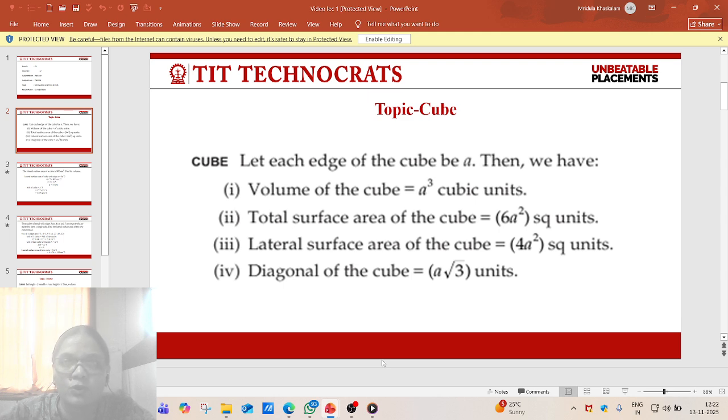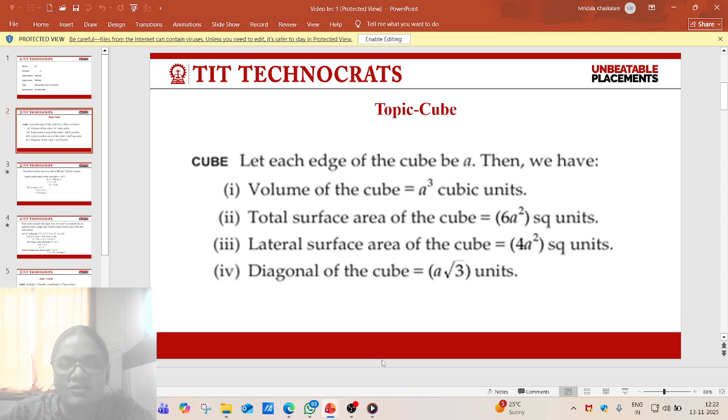Next one is the formula for total surface area of a cube. As we know, in a cube we have six faces and each face is in the shape of a square. So the area of a square is A square if the edge length is A. The area of each surface is A square and we have six surfaces in a cube. So the total surface area of a cube is 6A square.